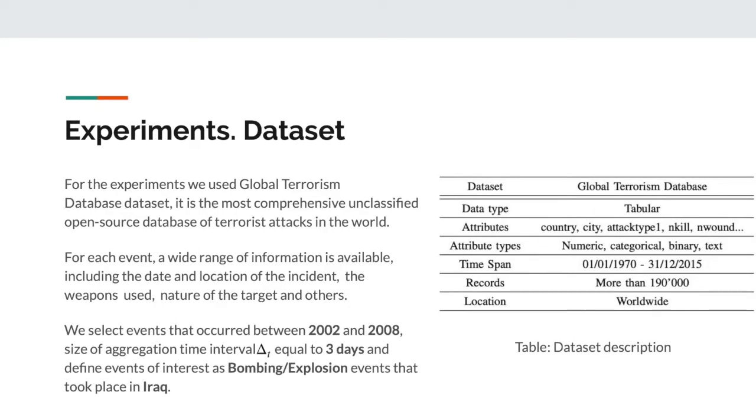Here let me describe the dataset first. For the experiments we used the Global Terrorism Database dataset. It's a very comprehensive open source database of terrorist attacks, and for each event we had a wide range of information of different types available, like numbers, categorical features, binary features, and text descriptions. So we selected events that occurred between 2002 and 2008, and we set the size of the aggregation time interval equal to 3 days, and we defined our events of interest as bombing or explosion events that took place in Iraq.